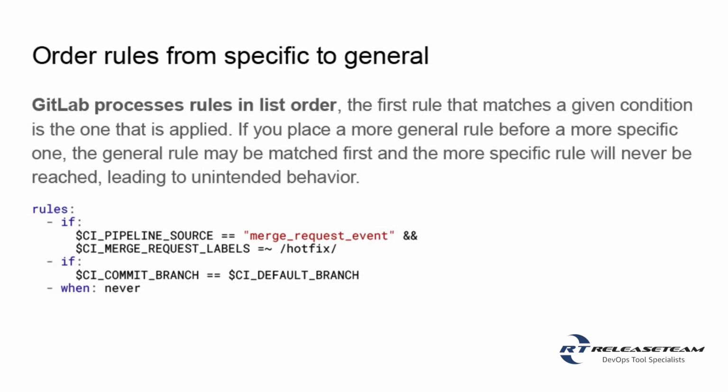For our purposes, more specific and more general can be thought of as the number of Boolean operators in a rule. The more operators, the more complex the rule is. You can see here that the first rule has 3 operators, the second rule has 1, and the third rule is unconditional, which we'll get back to in a moment. The first matching rule determines if a job is run or not. Having the most complex rules listed first helps ensure that the rule isn't preempted by a more general rule.